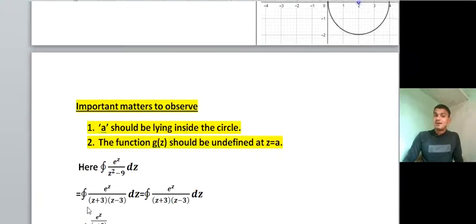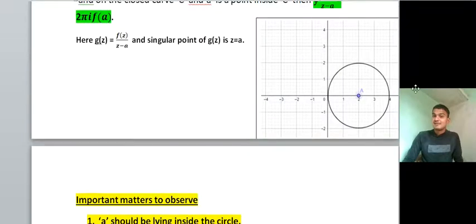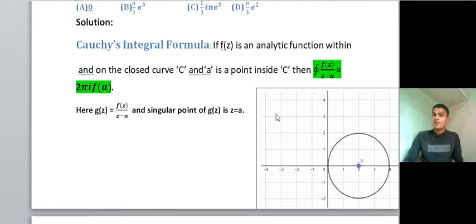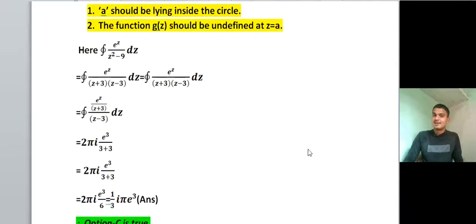So z1 is minus 3 and there is 3, but you can see minus 3 is not lying inside the circle. Plus 3 is lying inside the circle, and at z equal to plus 3, g of z is undefined. So our z minus a is z minus 3. You can see we can write this as this.